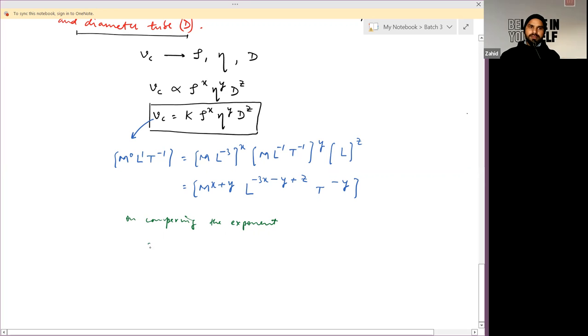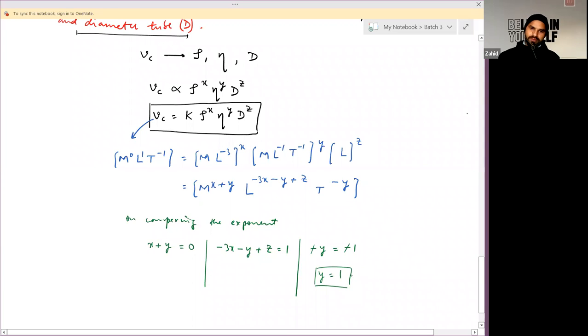For M, we have x plus y on the right-hand side, and on the left-hand side we have just 0. Good, Irfan. For L, we have minus 3x minus y plus z equals 1. And for T, we have minus 1 equals minus y. So this minus 1 and this minus will cancel out, and you'll get y equals just 1.